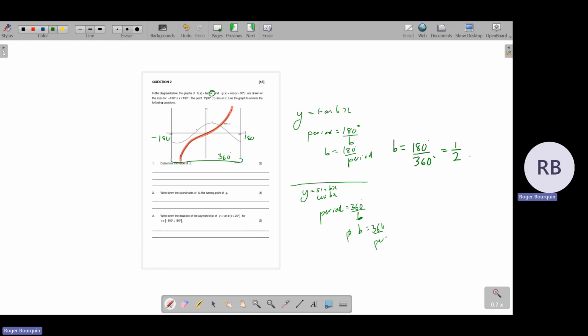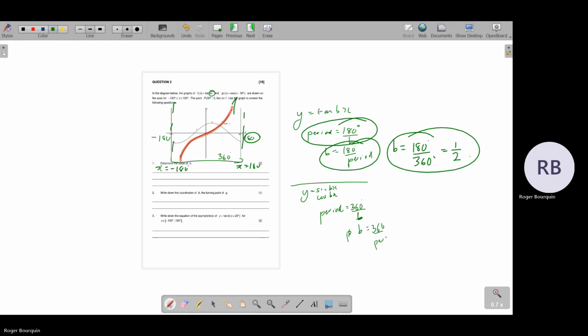So what does the 180 stand for? What does the 180 stand for? The one vertical asymptote is x is 180, the other is x is minus 180, right? So the distance between your two asymptotes, as it's heading towards your asymptotes, right, is 360. That means the period of that graph is 360. And for a tan graph, period is 180 divided by b. So b is 180 divided by the period, so b is equal to a half. You with us? Okay, right. So b is equal to a half.